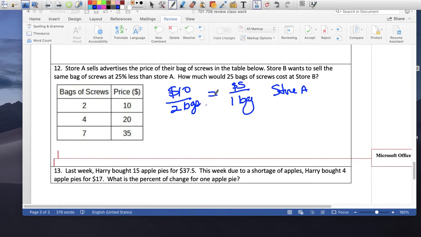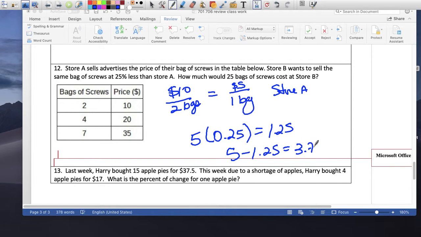Store B wants to beat Store A's price, so they're going to sell it for 25% less. So if I have $5 and I multiply by 0.25, the discount is $1.25 taken away. So 5 minus 1.25 means that Store B is going to sell their bag of screws for $3.75 per bag.